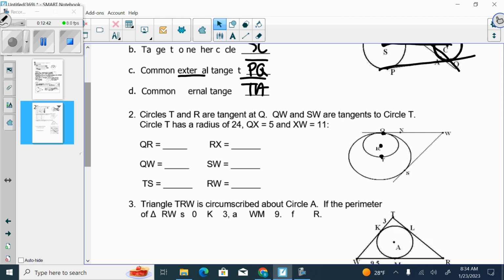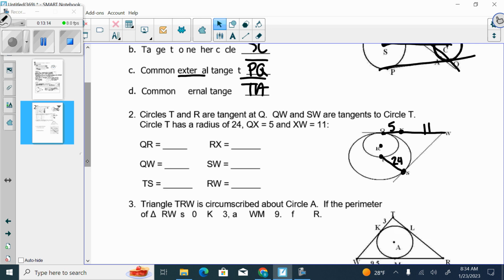Right. So I could go from point T to any edge, and it's going to have a length of 24, right? So I'm going to go from here to the edge and label that it has a length of 24, okay? They also said QX, which would be this portion here, has a length of 5, and XW, so from here to here, has a length of 11.